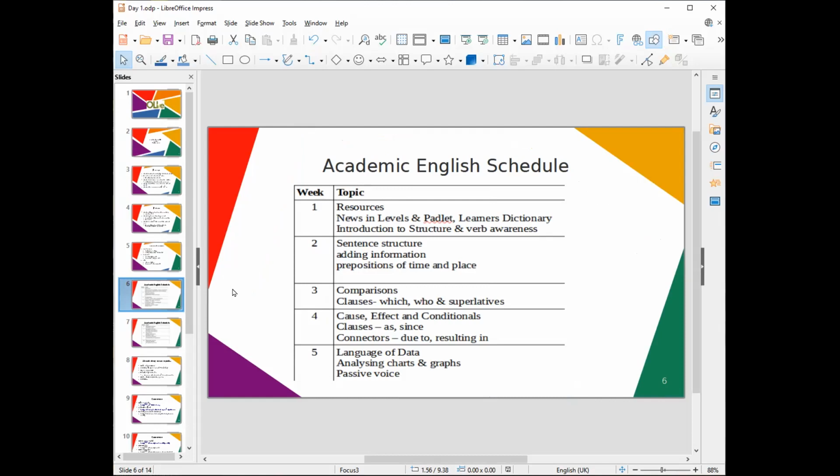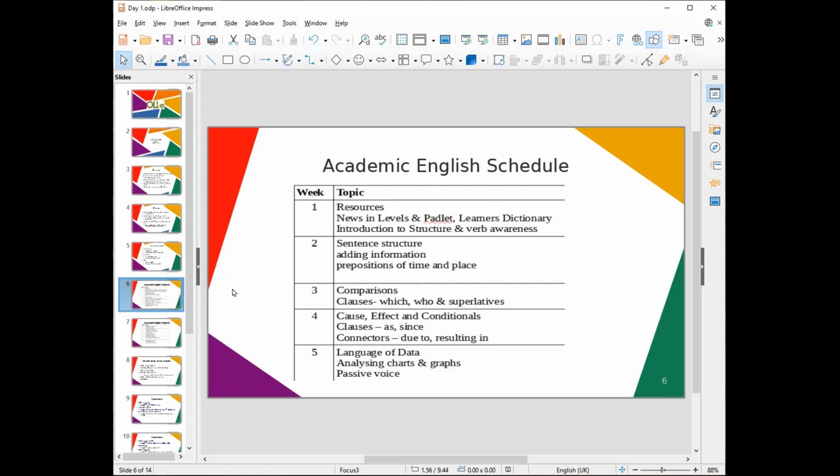So our schedule will be, today we're going to be looking at resources and some of the tools that we're going to be using. And we're going to do some work on verbs. You'll find I'm very big on verbs. Next week, we'll be looking further at sentence structure, building sentences, adding information to them, and specifically starting to build the grammar that we need with prepositions of time and place. So we're going to start adding things in.